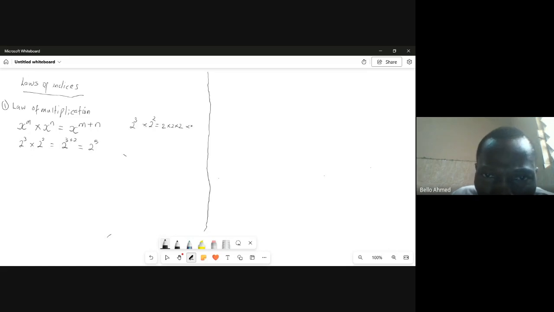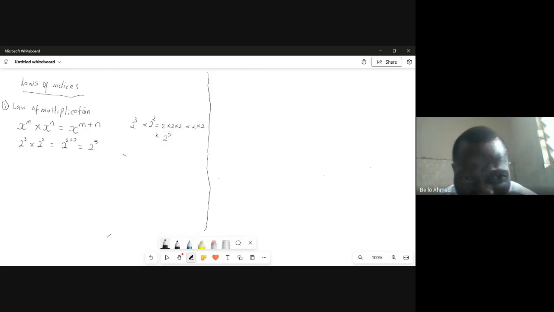Then 2 raised to the power of 2 is what? 2 times 2, meaning 2 in 2 places. Multiply this 2 in 2 places. So if you are to put all the numbers in index form together, we have the same 2, right? Pick 1. Then how many of them? 1, 2, 3, 4, 5. You can see now it is 5.